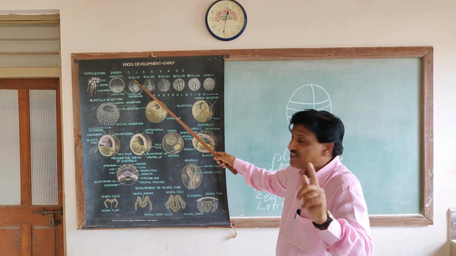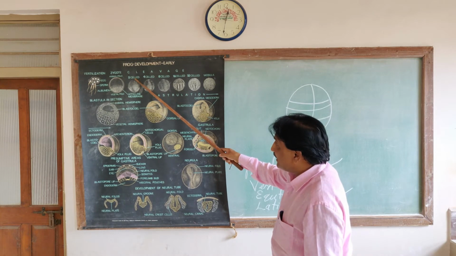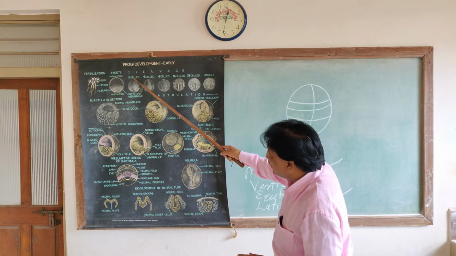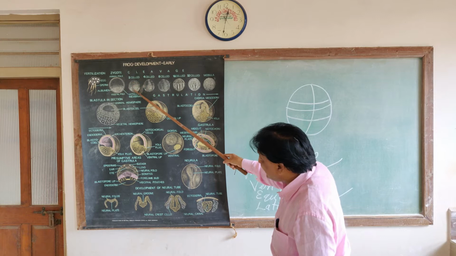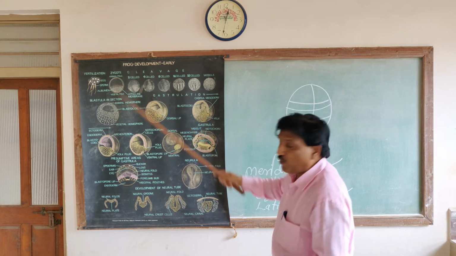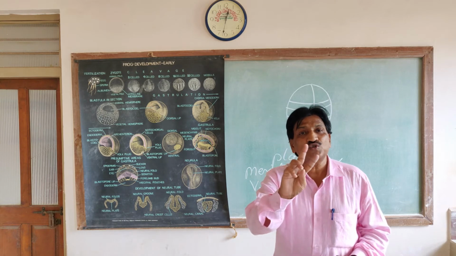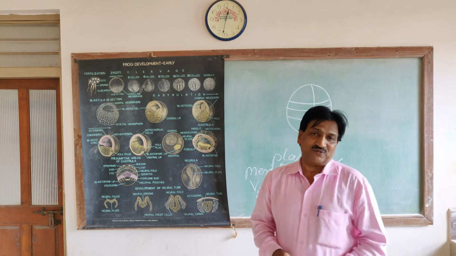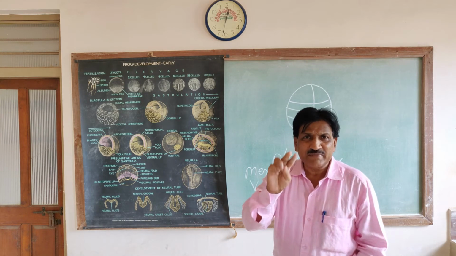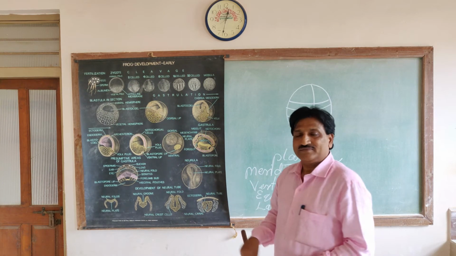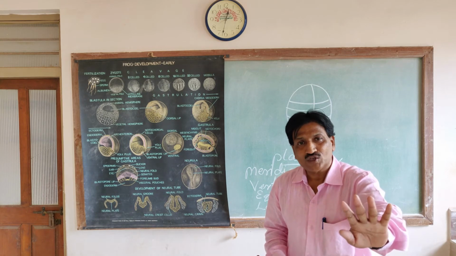Now here is the first cleavage plane. The first cleavage plane is meridional, starting from the animal pole and gradually extending towards the vegetal pole. As a result, two similar cells are formed. They are called blastomeres.